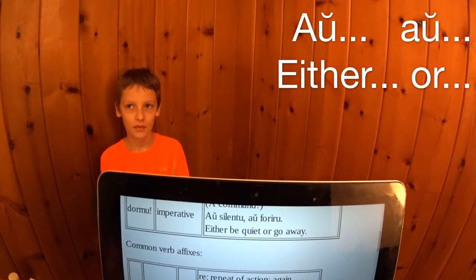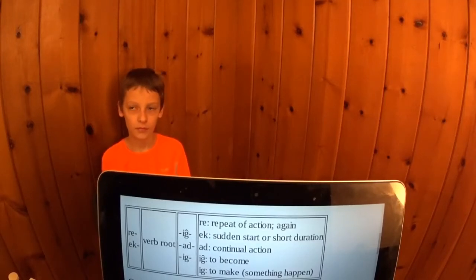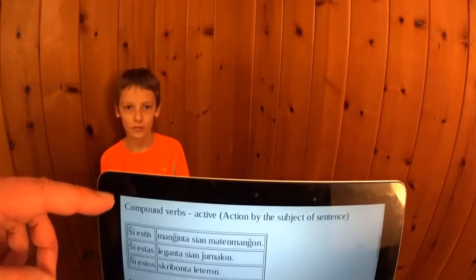That's another thing. Aŭ aŭ. That means either or in Esperanto. And then we come up with some extra words like re, which means to do it again, or ek, which we talked about last time, ad, which we talked about, ig and iĝ. Okay, lots of review here.